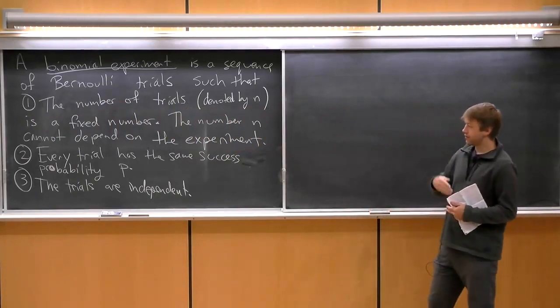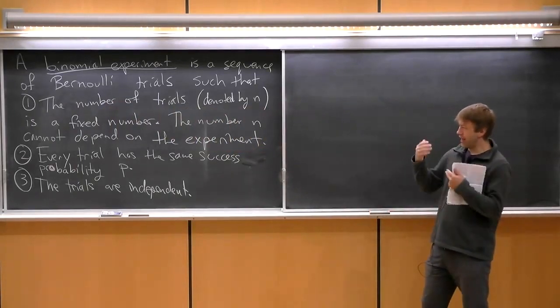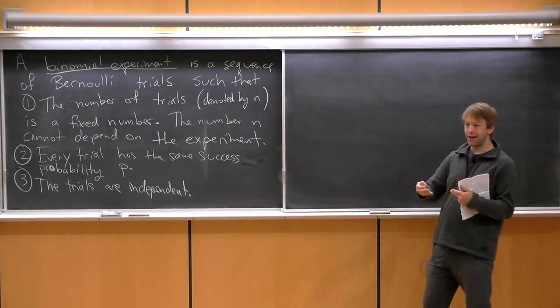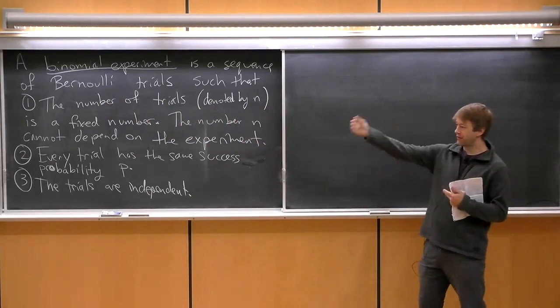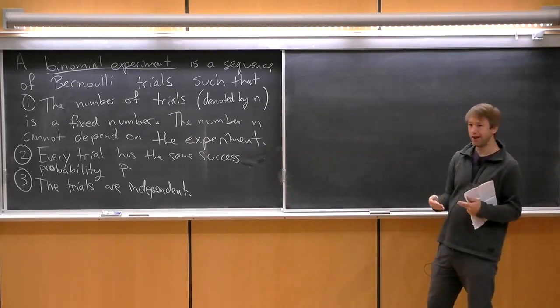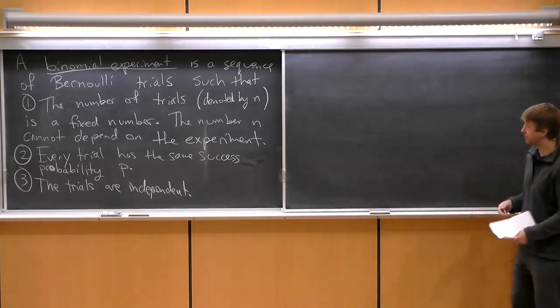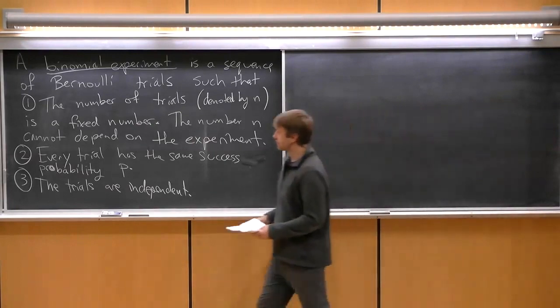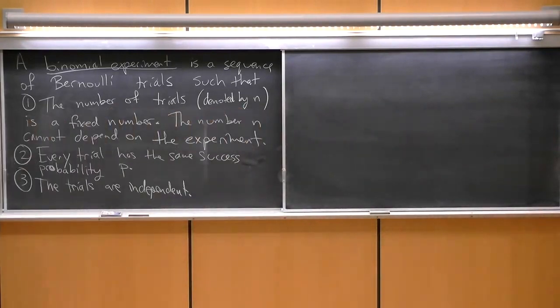Okay. So you can't keep doing trials and then say, have the fifth trial depend on the fourth trial in some way. They've got to be independent trials. Okay. This is all quite general, but hopefully we can see what all of these conditions mean when we do a few examples.